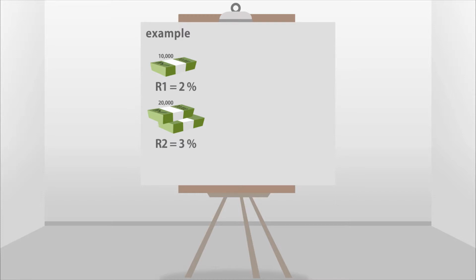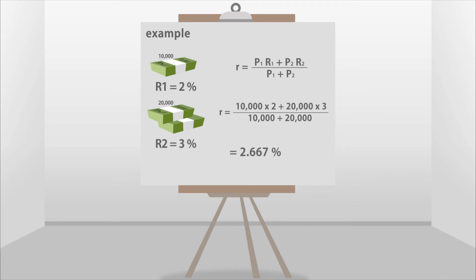The effective rate of interest on the overall principal can be found using the relation R is equal to P1 into R1 plus P2 into R2 divided by P1 plus P2. Substituting the values, we have R is equal to 10,000 into 2 plus 20,000 into 3 divided by 10,000 plus 20,000, which implies R is equal to 2.667%.